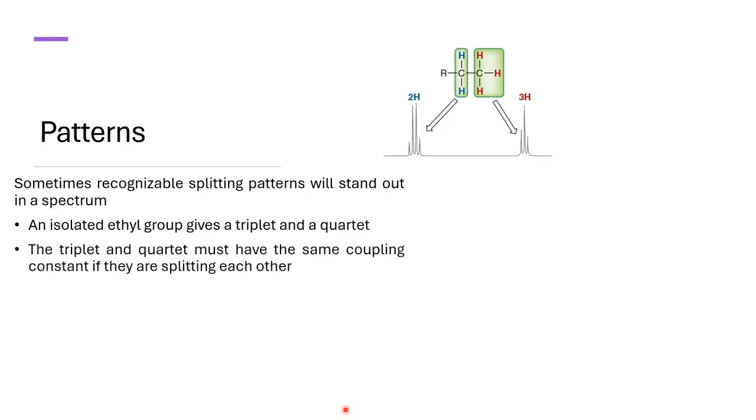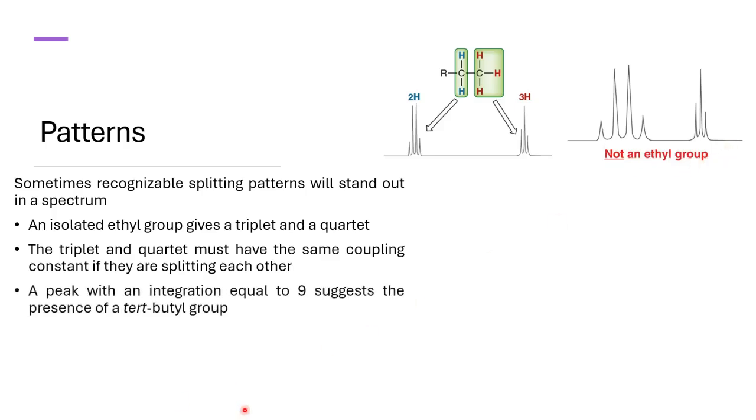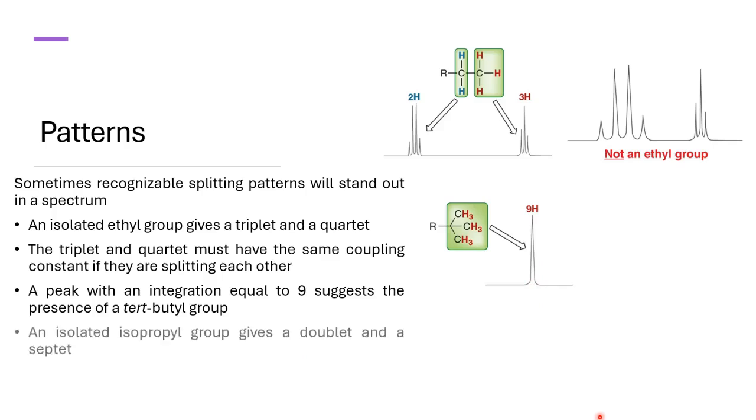The triplet and quartet must have the same coupling constant if they are splitting each other. Notice how the distance between peaks of this quartet does not match the distance between the peaks in this triplet. Therefore, this cannot be an ethyl group. A peak with an integration equal to 9 suggests the presence of a tert-butyl group. So if we have a singlet with the integration of 9, that usually means we have a tert-butyl group.